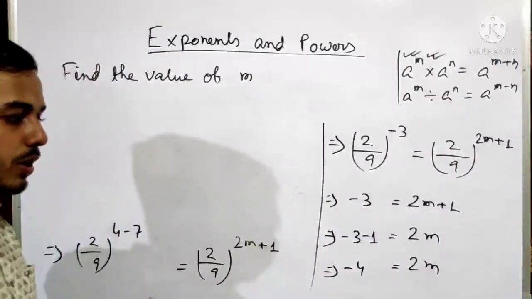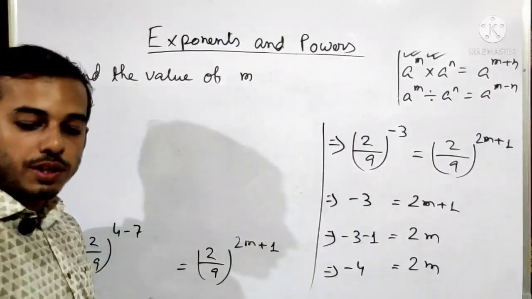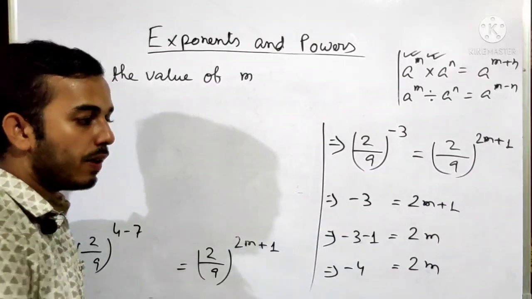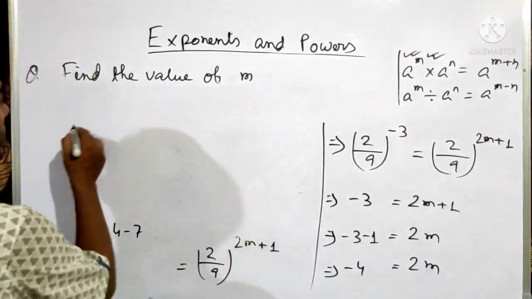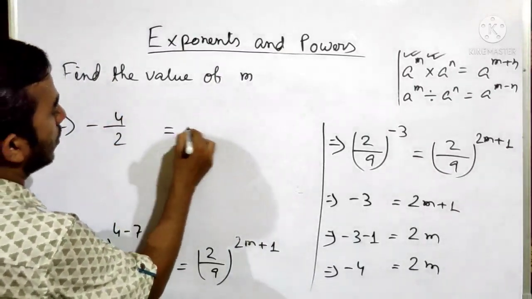Clear? So now here 2 is multiplied, isn't it? Now we have to remove 2 also, so that we can find out the value of m, isn't it? Here 2 is multiplied, so when we change the side it will be divided, so it will be minus 4 divided by 2 equals m.